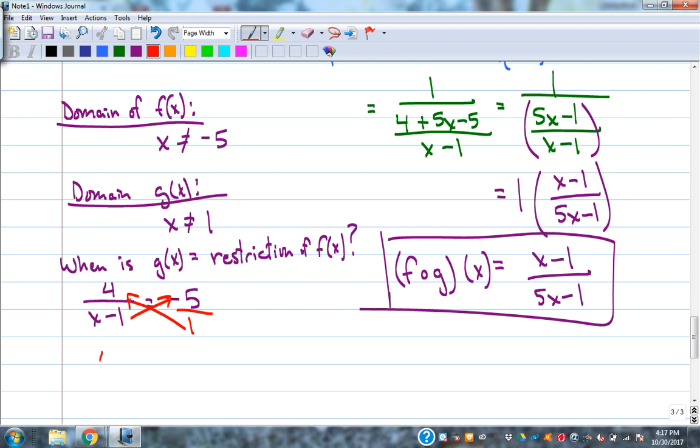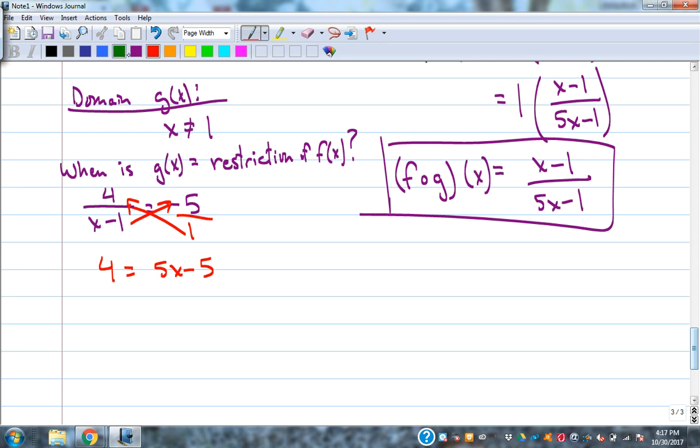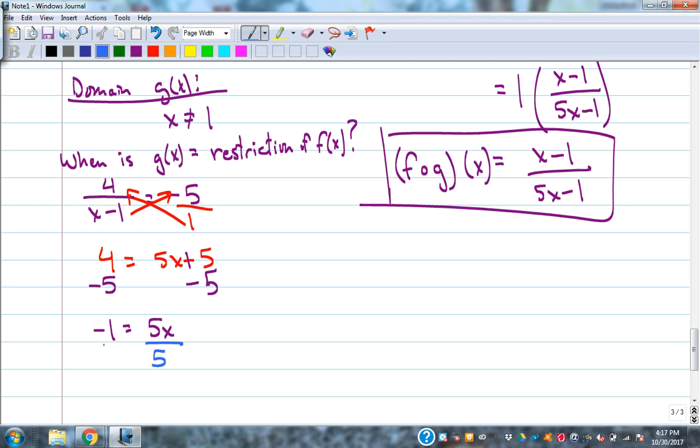So that'd be 4, and this side would be 5x minus 5, and then add 5. 9 equals 5x. Right? That's a negative 5, so that'd be plus 5. Sorry. Thank you. You caught it before I did. So subtract 5. So that'd be negative 1. That's better. And then divide by 5. So the restriction is x can't be negative 1/5 for that composite idea.